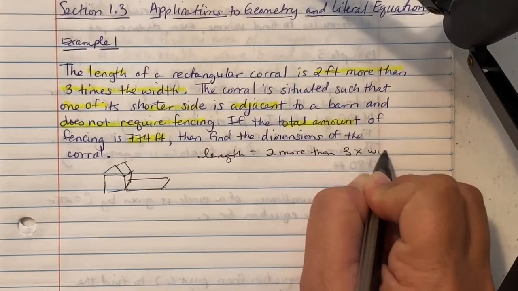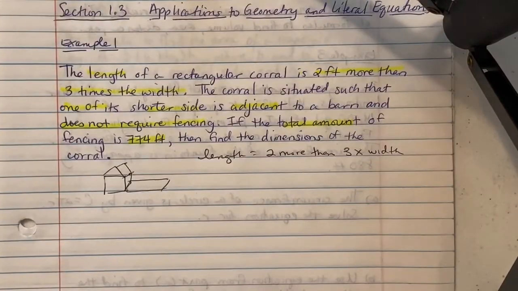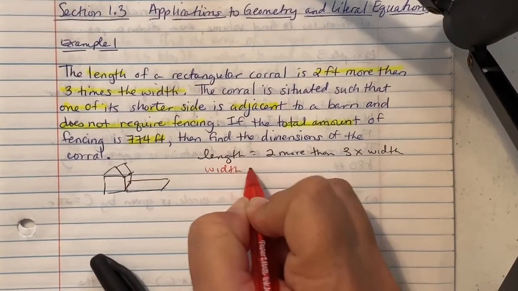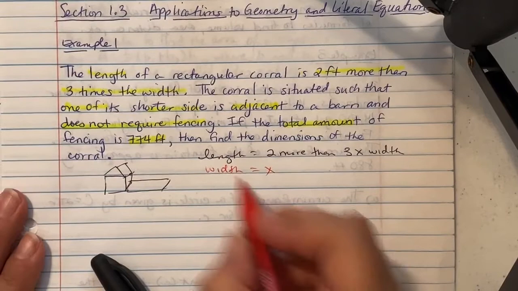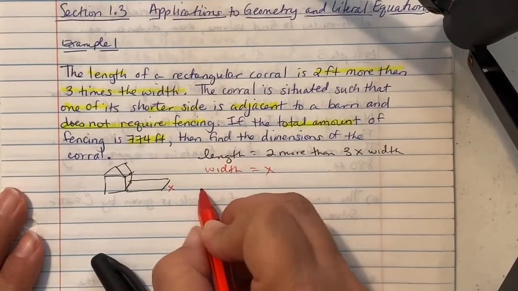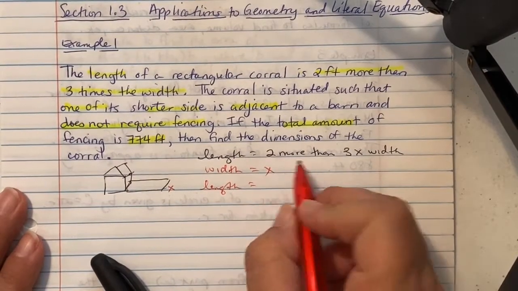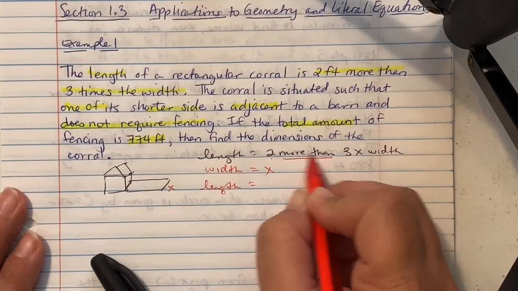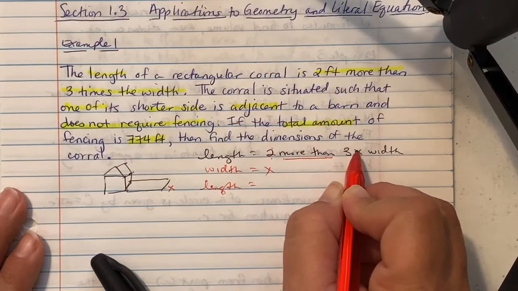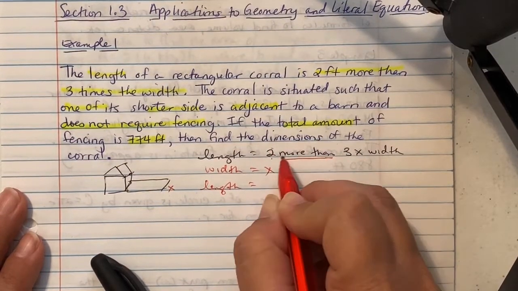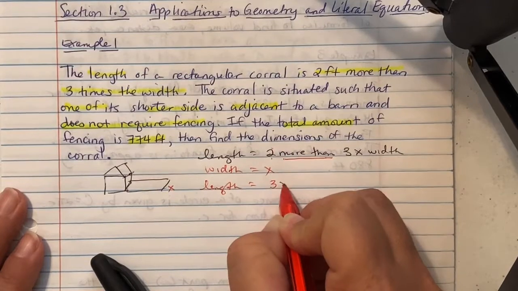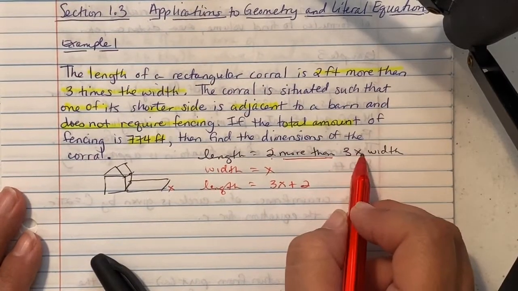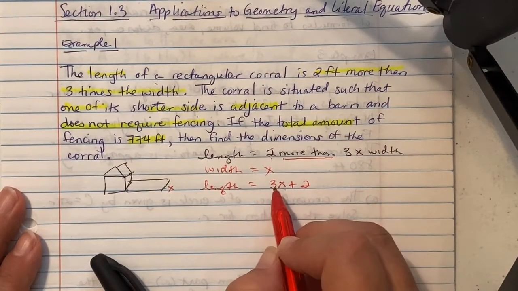So first thing we need to know is that the width, in this instance, is going to be represented by x. So the width is x. The length, they told you it's 2 more than 3 times width, but they use the phrase more than. More than means that what came first comes second, what comes second comes first. So instead of writing 2 plus 3x, we're going to write 3x plus 2. Because it's 3 times the width, and the width is x, so that's where it comes from.